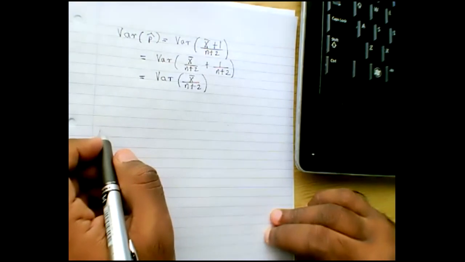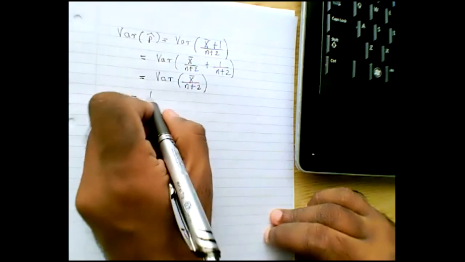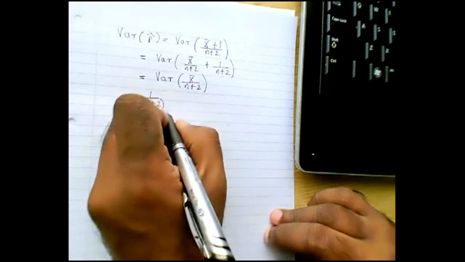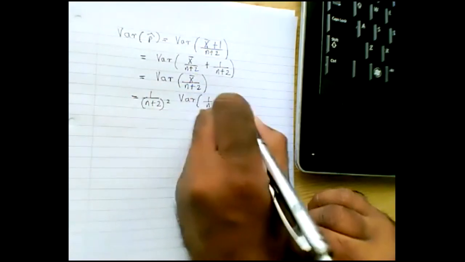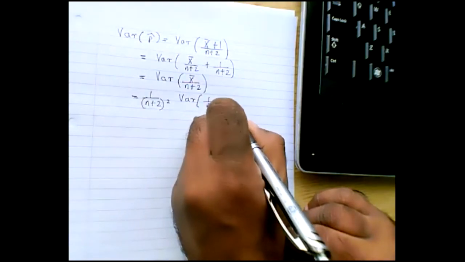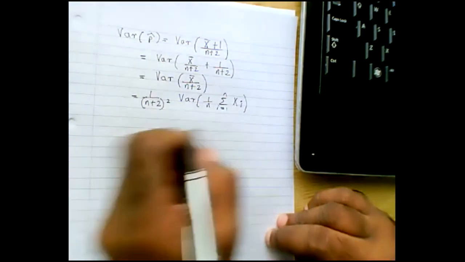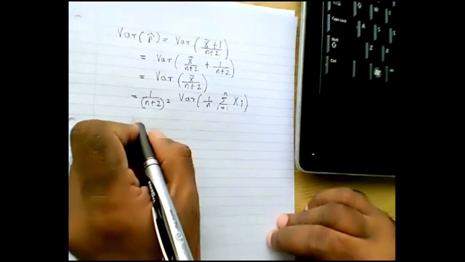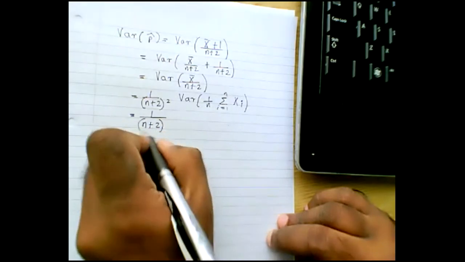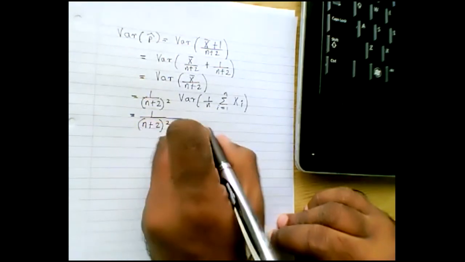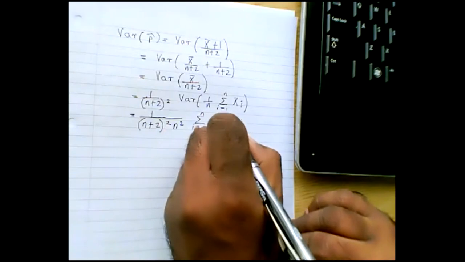Okay, you follow me? All right, now this constant, you can pull it outside. So this becomes 1 over n plus 2 squared times the variance of x bar, which is 1 over n times the sum of xi. All right. Okay, now you can pull the n outside, so it becomes 1 over n plus 2 squared, n squared times the sum of the variance of xi.